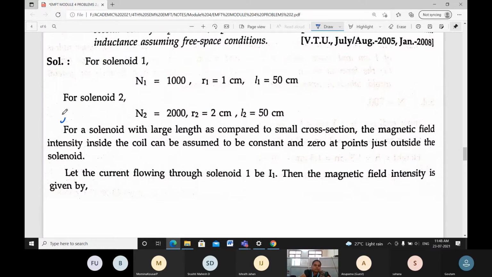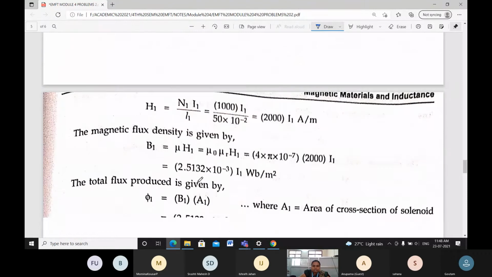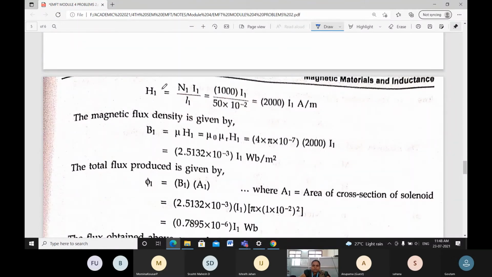We can take off this part. Then let the current flowing through solenoid 1 be I1. Then the magnetic field intensity is given as H is going to be N1 I1 divided by L1. These equations we know. That equals 1000 into I1 divided by 50 into 10 raised to minus 2. After solving, you will get 2000 I1 amperes per meter.